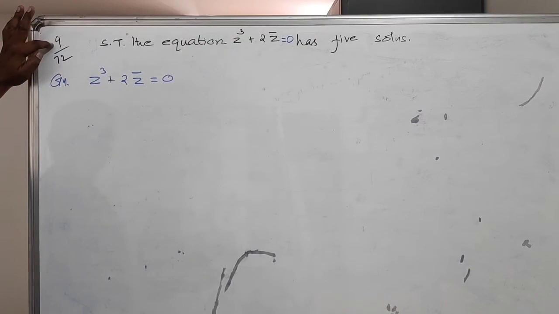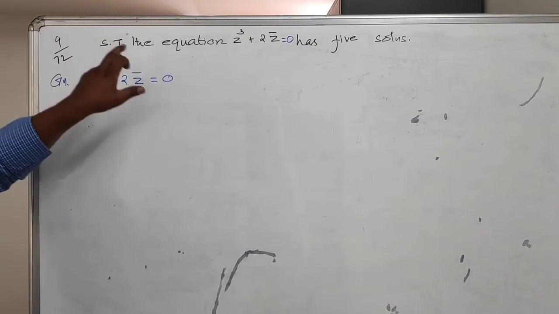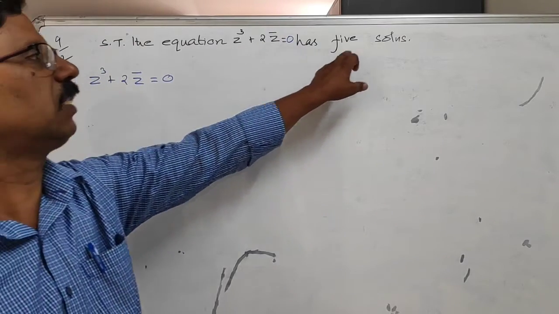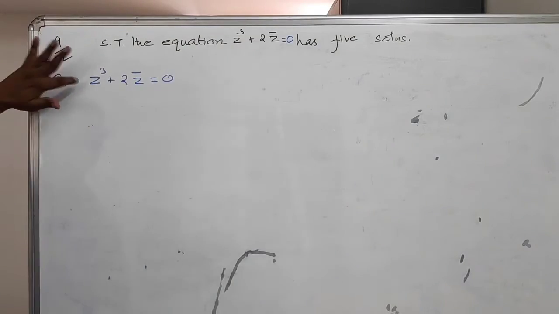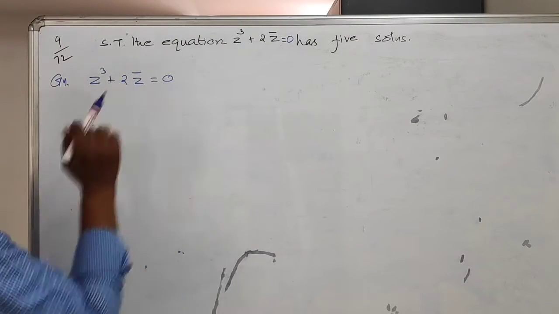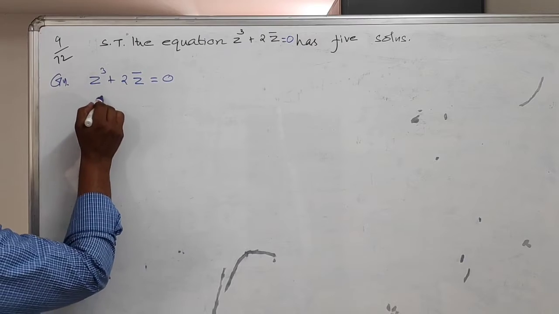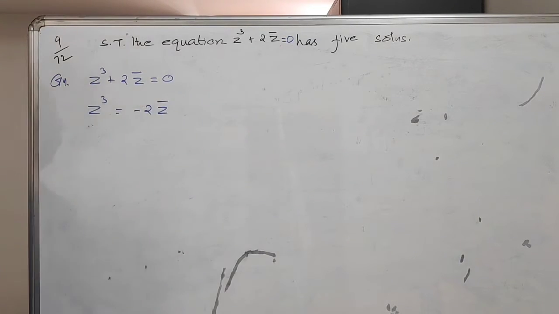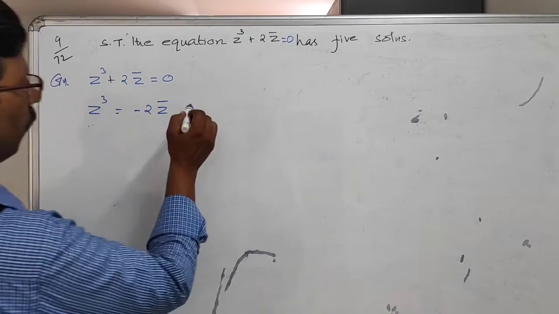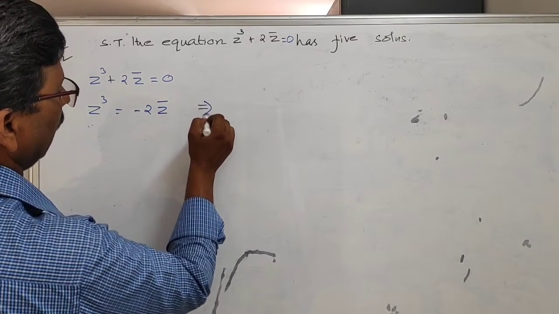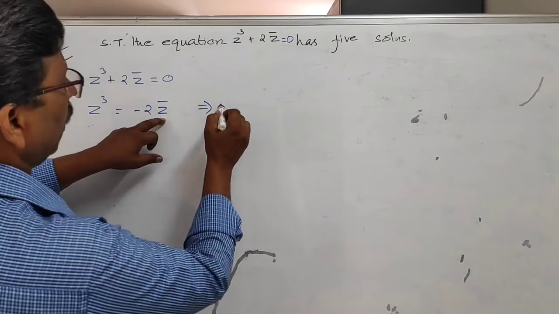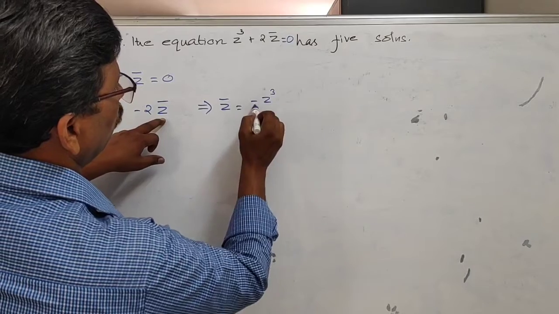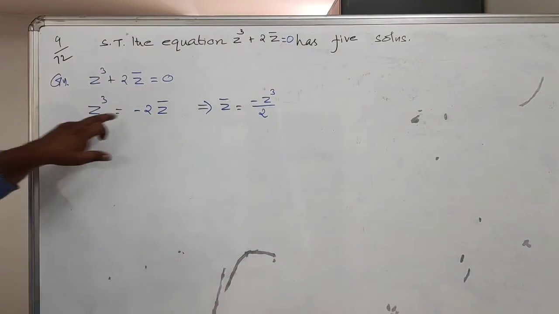Now the problem is very similar to the previous problem. Show that the equation z cubed plus 2z bar equal to 0 has 5 solutions. Here also, given z cubed plus 2z bar equal to 0, from this you can write z cubed equal to minus 2 times z bar. Now from this you can write z bar is equal to minus z cubed by 2.